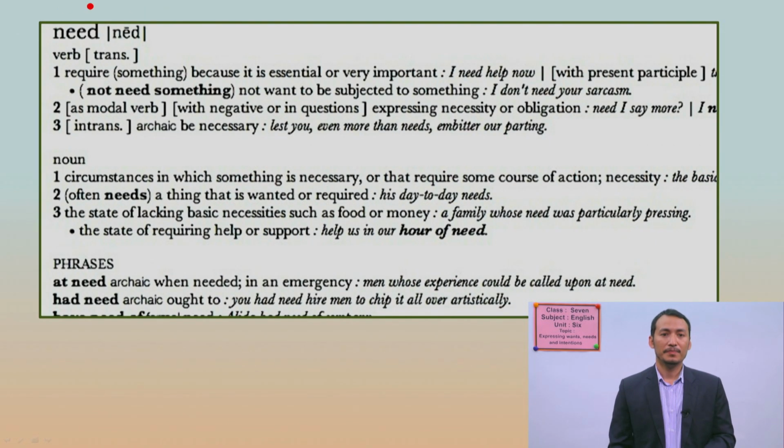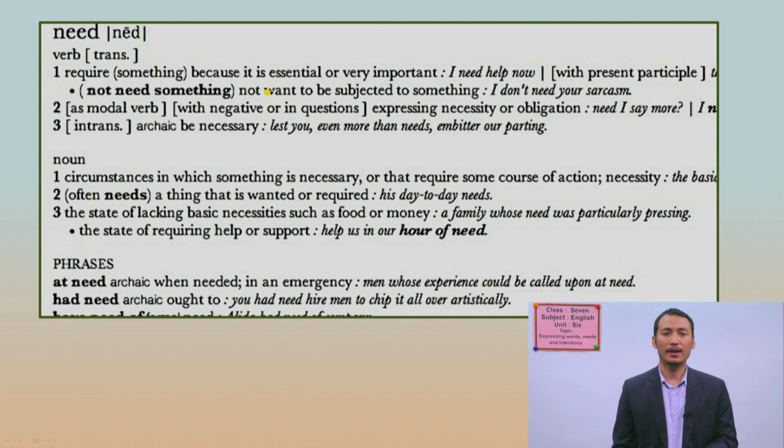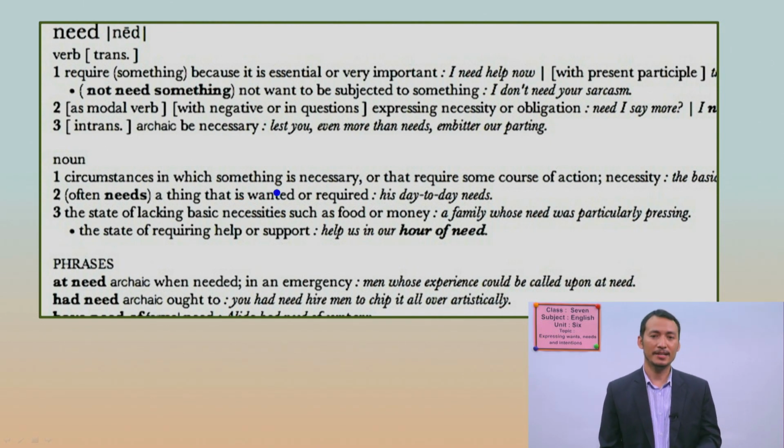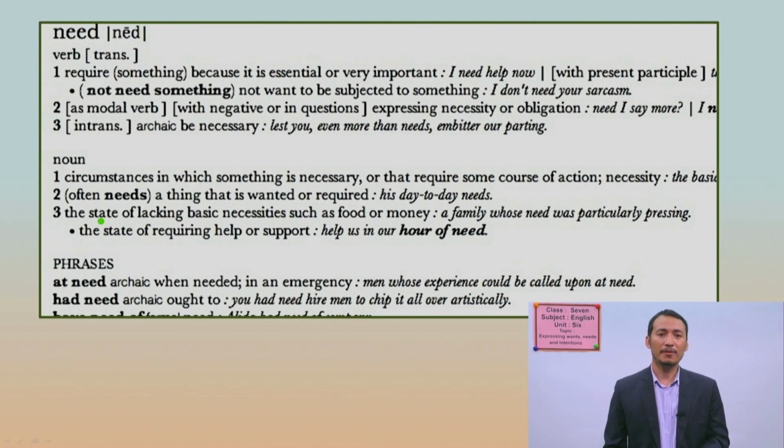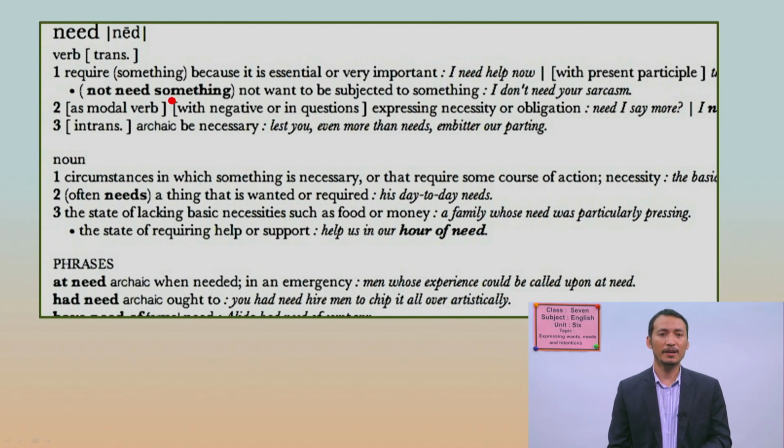Let's look at another word, need. Okay, this is a verb and a noun as well. For the verb, it is to require, because it is essential or very important. And for the noun, it is the circumstance in which something is necessary. Okay, this is how you can use a dictionary for getting the sentence examples and the forms of the verbs here, negative and expressing obligation also, and the parts of speech and so on.